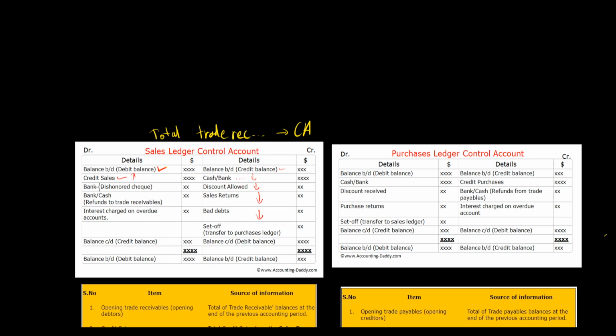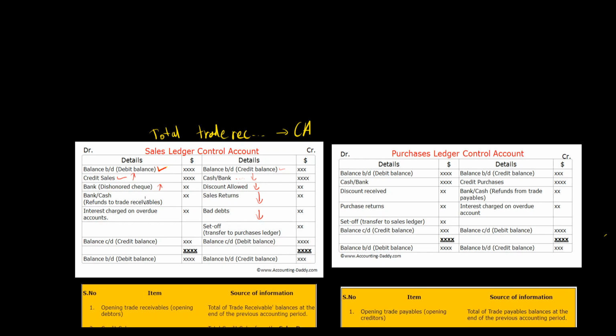So next is a bank dishonoured cheque. First he paid us the amount we wanted. Now the bank has refused. It means again this is our trade receivable. We'll give the cheque back to him, and he'll say now give us the rest of the money. Refunds to trade receivables. It's like an opposite entry. From the bank account it's credited. So here it would be debit, right?